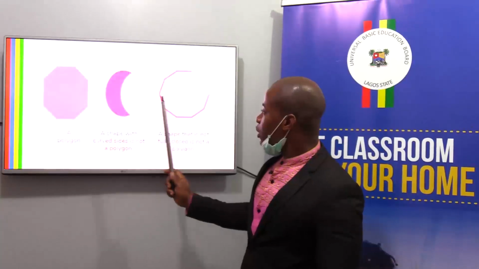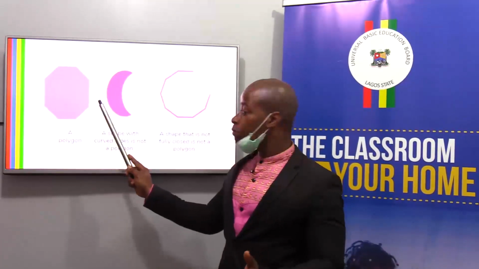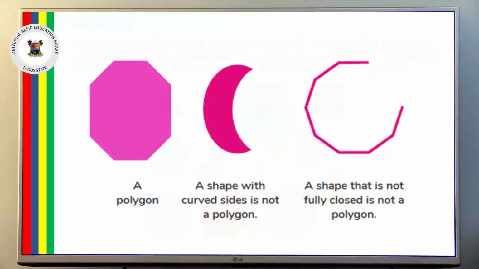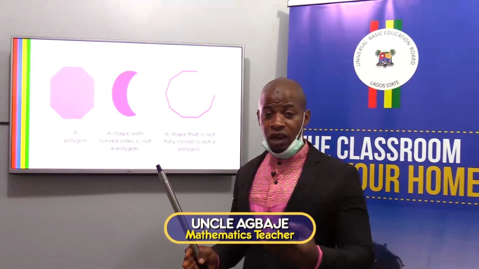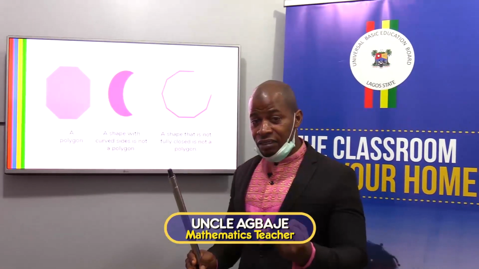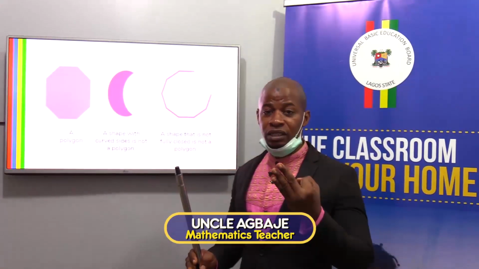Let's move on. Now, this is a polygon. It is flat, as you can see. The sides are straight lines, and they are closed. But this one is not a polygon. Why? Even though it is closed, it has curved sides. It's like a moon, or a half moon, sort of. Now this one, even though it has straight sides, it is not fully closed up, so it is not a polygon. So this is a polygon, this is not. It has curved sides. This is not, it is not closed. So for a shape to be a polygon, it has to satisfy 3 conditions. It must be flat, the sides must be straight, and it must be fully closed.